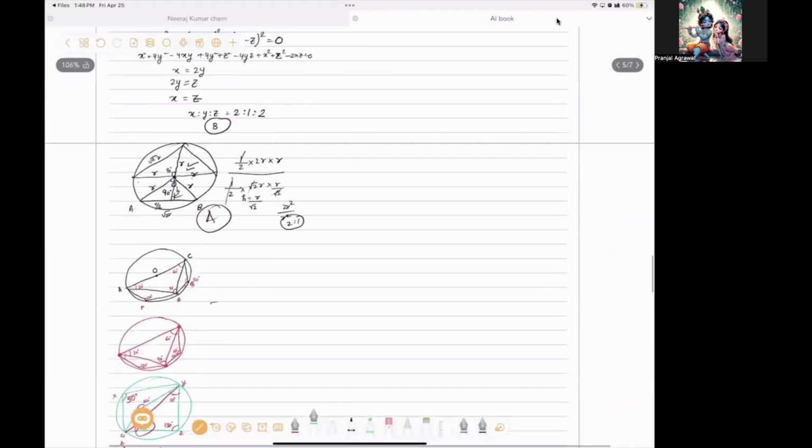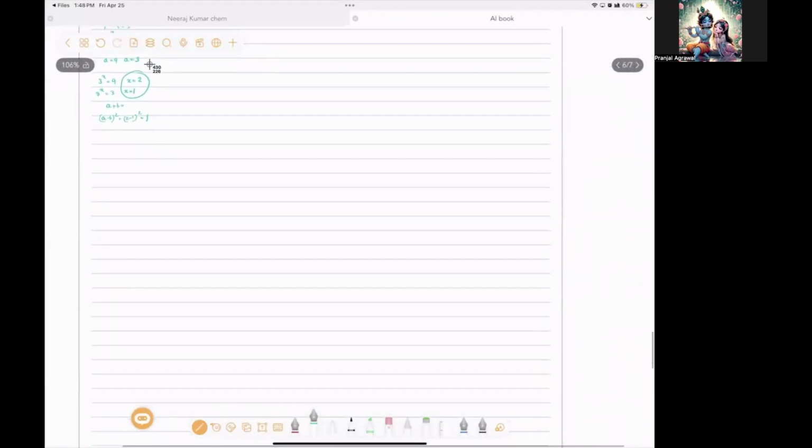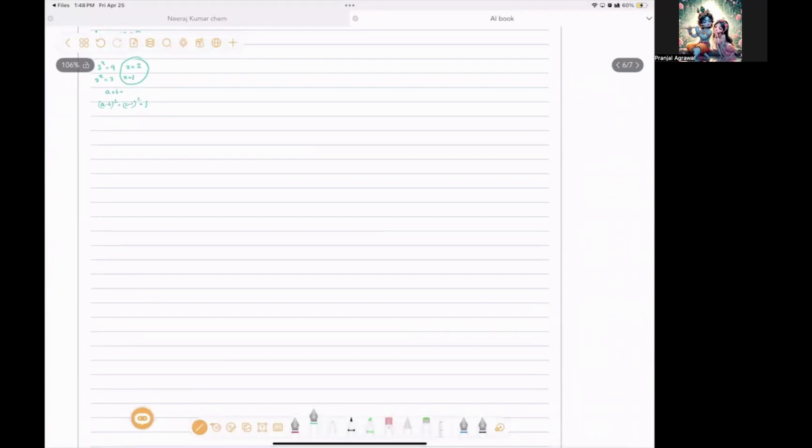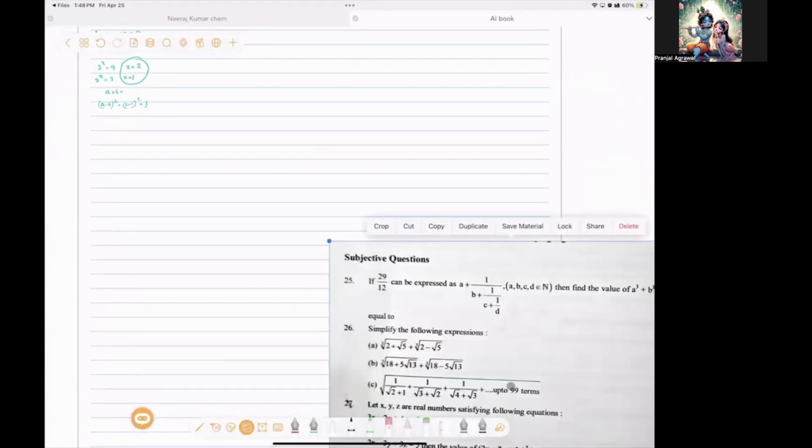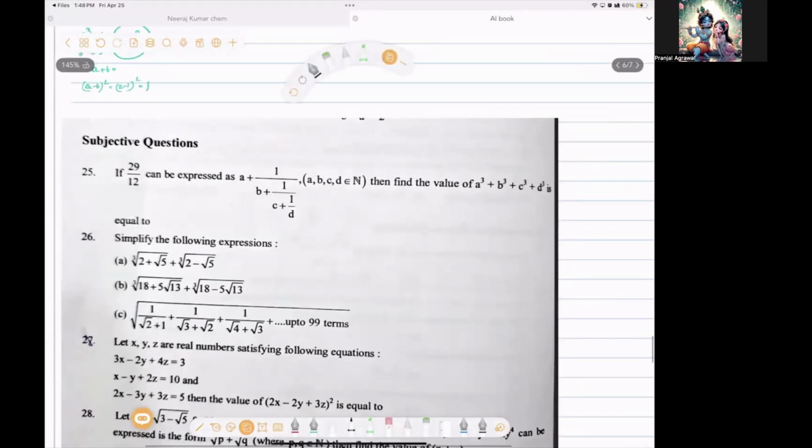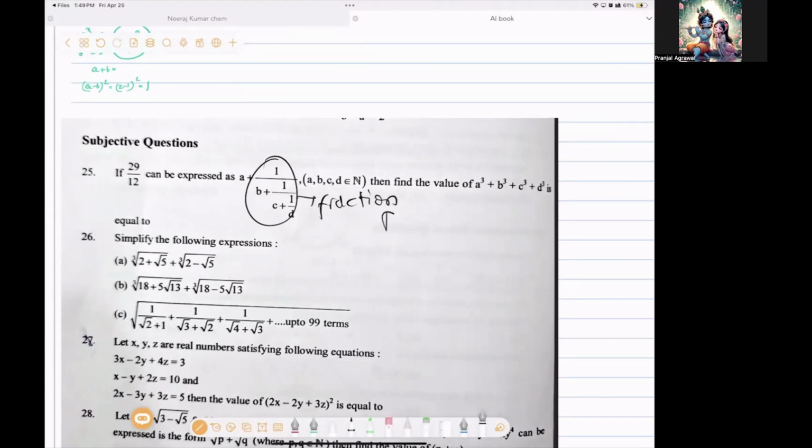Okay, for 25, I will now paste the questions. We will now start the subjective questions. Here we are seeing that this is a fraction, or actually a proper fraction, I must say. So if this is added, and if I subtract this, I'll explain why this is a proper fraction. This is a proper fraction, then this will be an improper fraction.